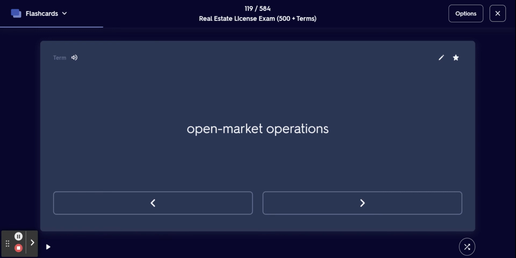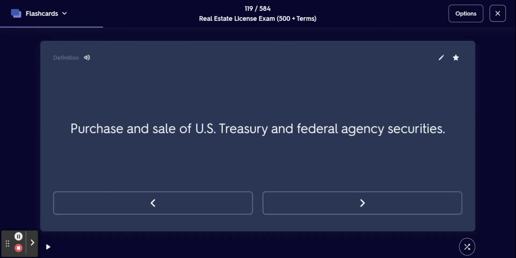Open market operations. Purchase and sale of U.S. Treasury and federal agency securities.